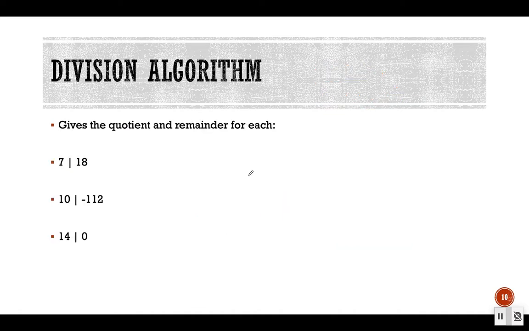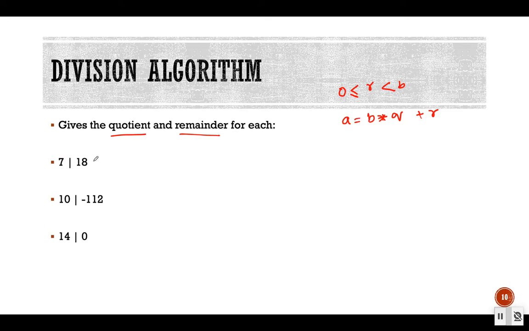Let's see some other examples. Let's find out the quotient and remainder for each of these divisions. As we said, we are going to represent a equals b times q plus r. And remember, r has to be greater than or equal to 0 and less than b.